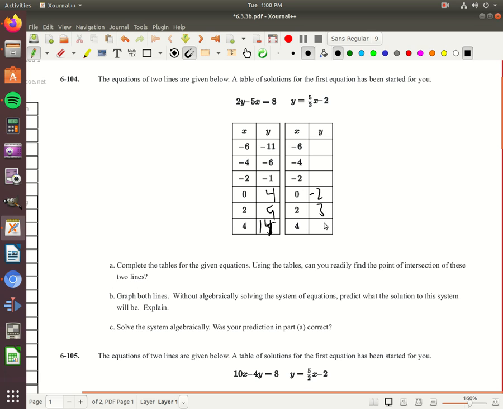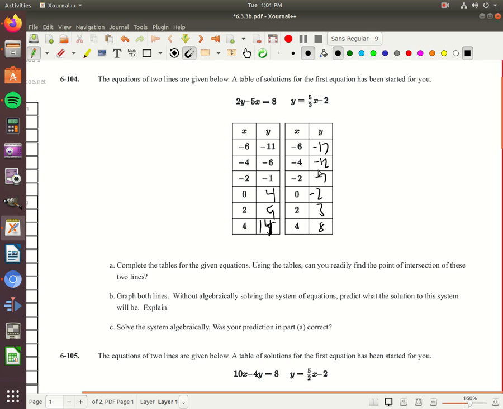So this will be at 3. This will be at 8. And if I'm going up 5 in this direction, I'm going down 5 in this direction. So -7, -12, and -17. So what we're looking at here is, when do I think these things will intersect?